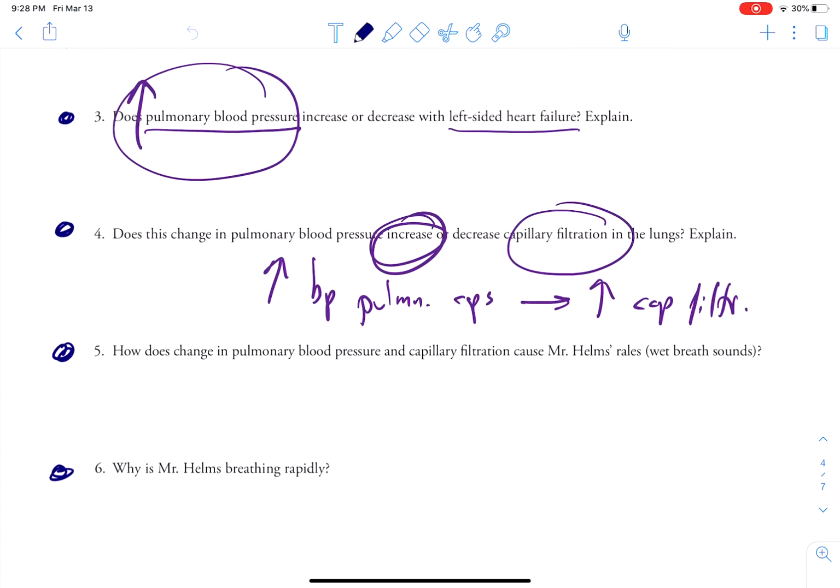So how does this increase in capillary filtration cause Mr. Helms' rales, his wet breath sounds? Well, we just went through that. That increased pressure is causing increased fluid in the lungs, and so when he breathes, that fluid is causing that crackling sound.